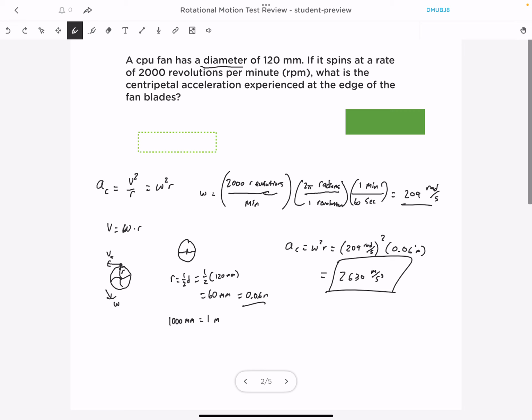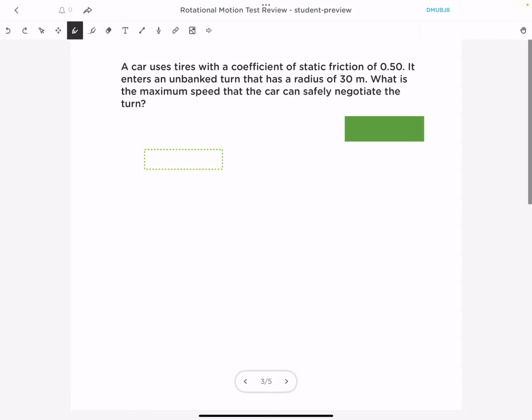So next one, let's go into here. So we have a car that has tires with the coefficient of static friction of 0.5. It enters an unbanked turn that has a radius of 30 meters. What is the maximum speed the car can safely negotiate the turn? So something that's important, this is an unbanked turn. So it's flat. So it's just turning on a flat road. And we need to figure out the maximum speed. We know the radius is 30 meters and the coefficient of friction is 0.5.